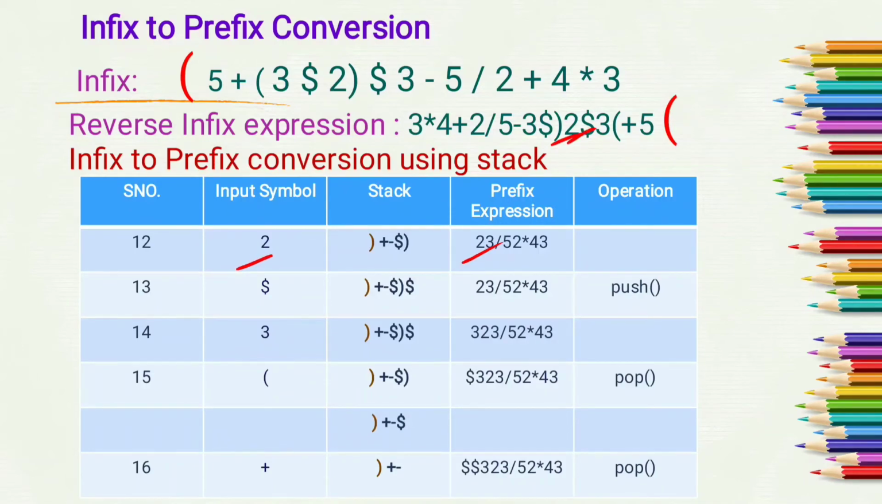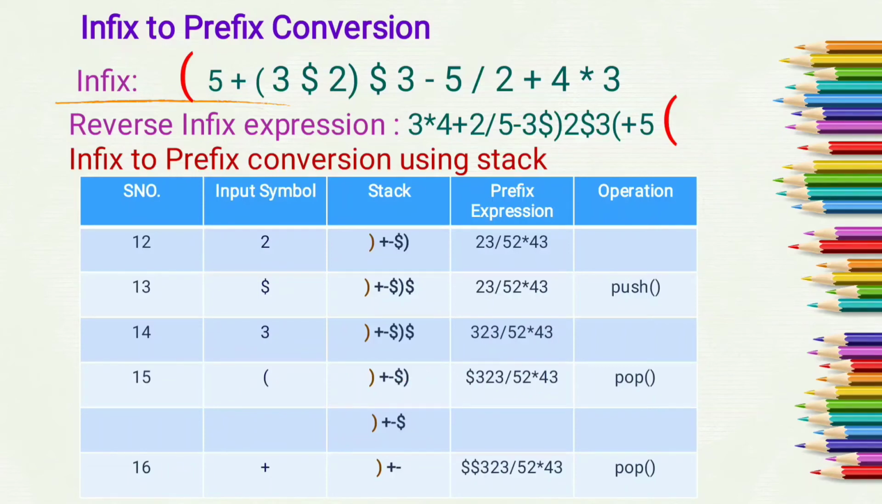Next input symbol is power, that means dollar. Dollar has higher precedence than closing bracket, so we can push it into the stack. Next is 3, which is an operand. We have to add it into the prefix expression. Next is open bracket. Whenever an open bracket comes as input symbol, we have to pop operators from the stack until we get a closing bracket. So we pop dollar from the stack and add it into the prefix expression. Now this closing bracket will be cancelled out with this open bracket. Now the stack contains closing bracket, plus, minus and dollar.